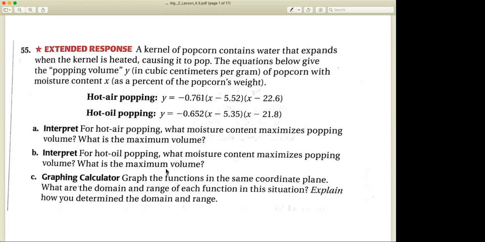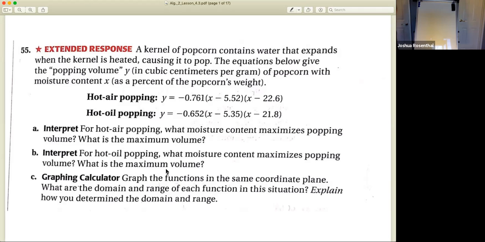It would be air, because if you notice, air is steeper. If you take the graph of both of the functions, they have the same axis of symmetry, but air's y value is higher. You can graph these in Desmos. For a set X moisture content, there's going to be a larger popping volume for air. X is the moisture content as a percent of the popcorn's weight.